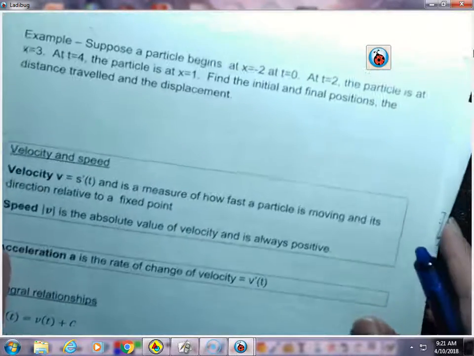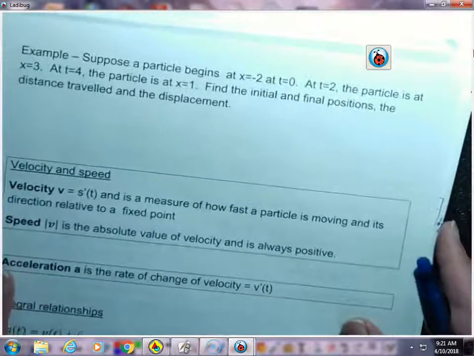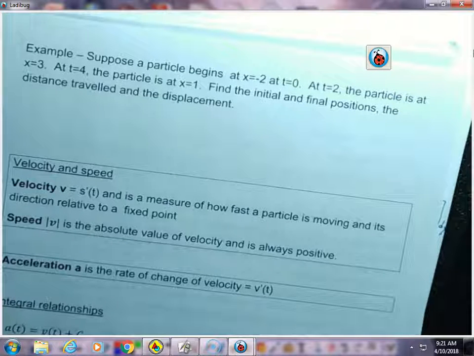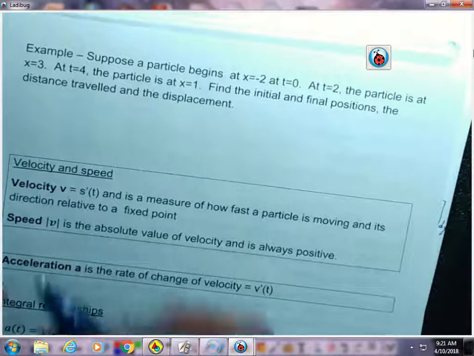All right. Suppose a particle begins at x equals negative 2 at time equals 0. At time equals 2, the particle is at x equals 3. At time equals 4, the particle is at x equals 1. Find the initial and final positions, the distance traveled, and the displacement.